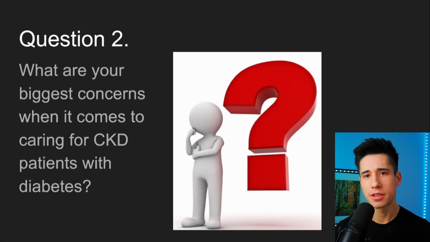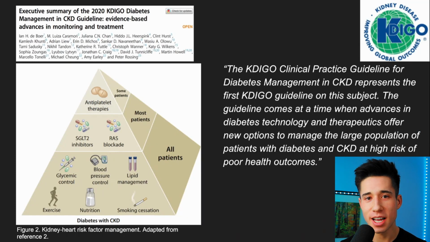So I've got another question for you guys. My second question for you guys is, what are your biggest concerns and questions when it comes to treating a patient with comorbid CKD with diabetes? What kind of things do you want to think about for these patients? And again, take your time. You can pause the video, use that noggin, and I'm going to move on.